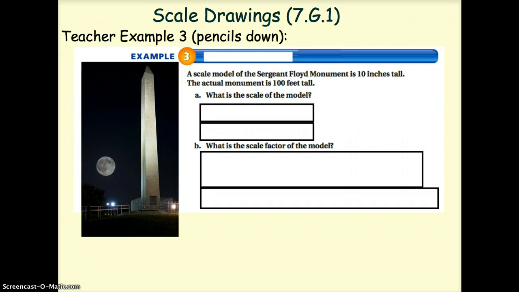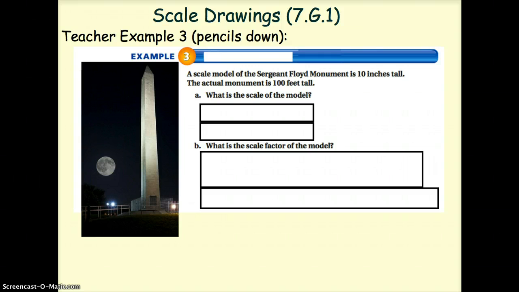And we're going to begin right up with teacher example 3, pencils down. A scale model of the Sergeant Floyd Monument is 10 inches tall. The actual monument is 100 feet tall. What is the scale of the model? So what we're trying to do is create that original ratio that we were given in examples 1 and 2. So now we actually have to find that.